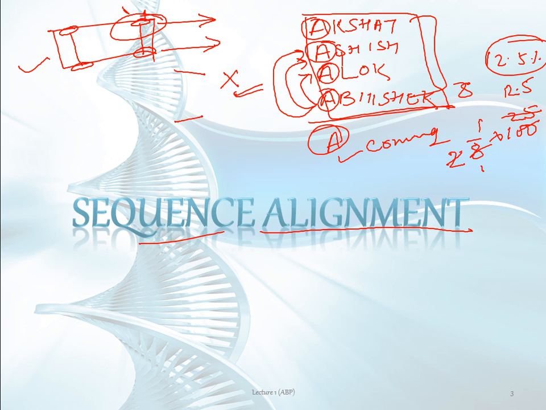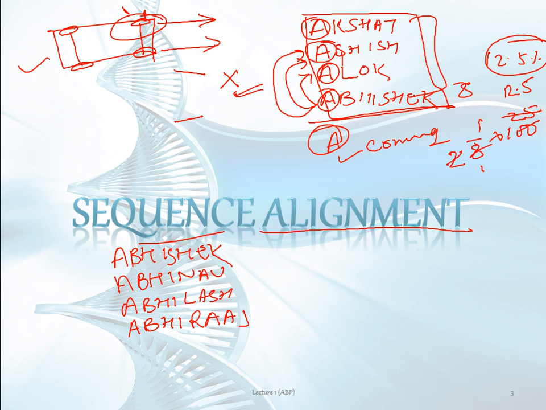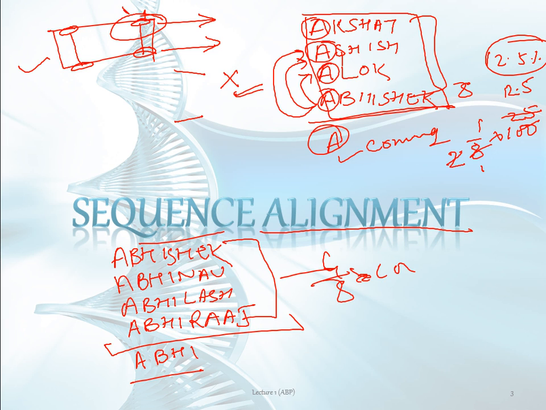Suppose in a second example, I take one name, my Abhishek, second name Abhinav, third name Abhilash, fourth one Raj. Here the common part is A, B, H, I. S no, H no, E no. So A, B, H, I. Out of 8, 4 means 4 to the 8, that is 50. So 50 is the alignment score for these four sequences. Okay, got it?